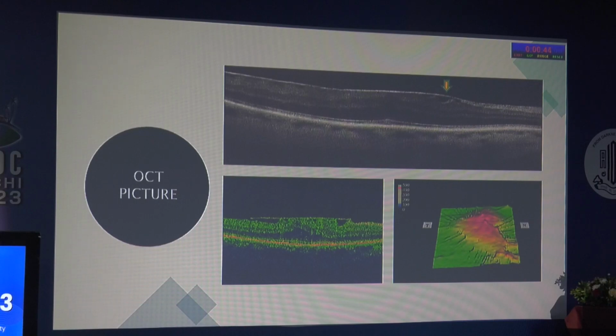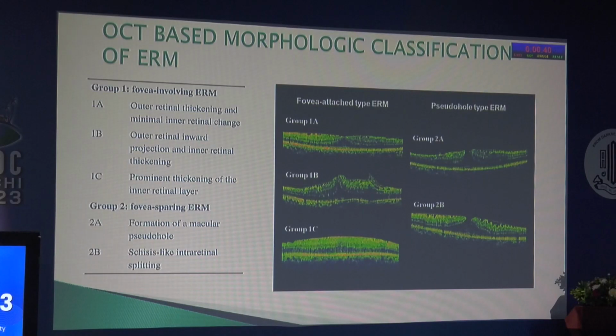So this is the OCT picture showing the ERM. A Japanese group tried to look at the visual correlation with the different types of ERM. They divided the ERM into 2 groups: fovea attached type ERM and pseudo-hole type ERM, in which the fovea is not involved. The vision was good in fovea sparing ERM, but for fovea involving ERM, they divided it into 3 groups: 1A, 1B, 1C.